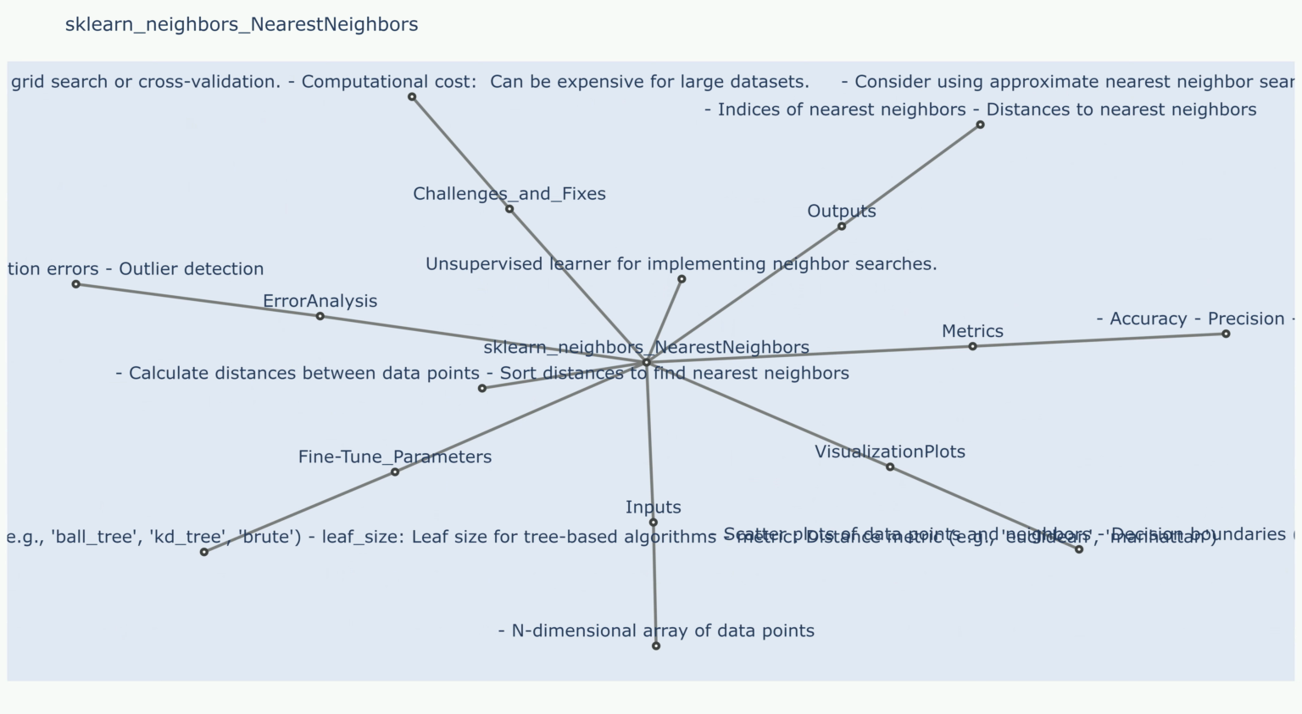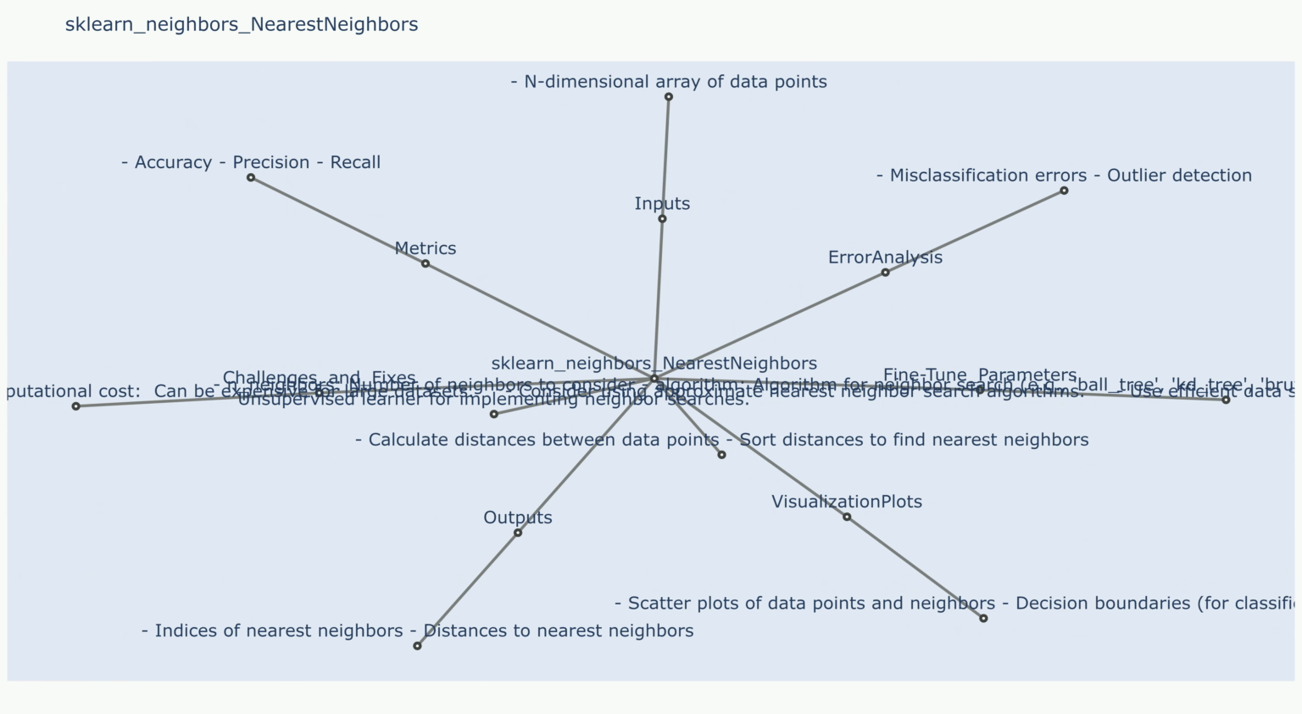Uncertainty methods. Confidence scores. These scores can be used to assess the reliability of neighbor predictions. Distance-based uncertainty. This method considers the distance between a point and its nearest neighbors to quantify uncertainty. Ensemble methods. Using multiple nearest neighbors models with different parameters can provide an ensemble prediction and associated uncertainty measures.